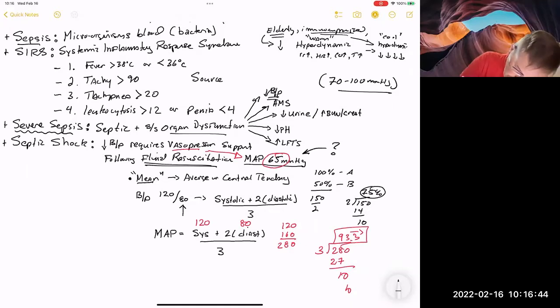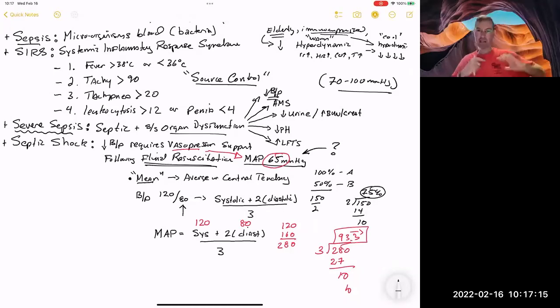Has anyone ever heard of that term, source control? In reference to infections. So source control refers to finding where the infection is and surgically getting as much of that infection out as possible, right?